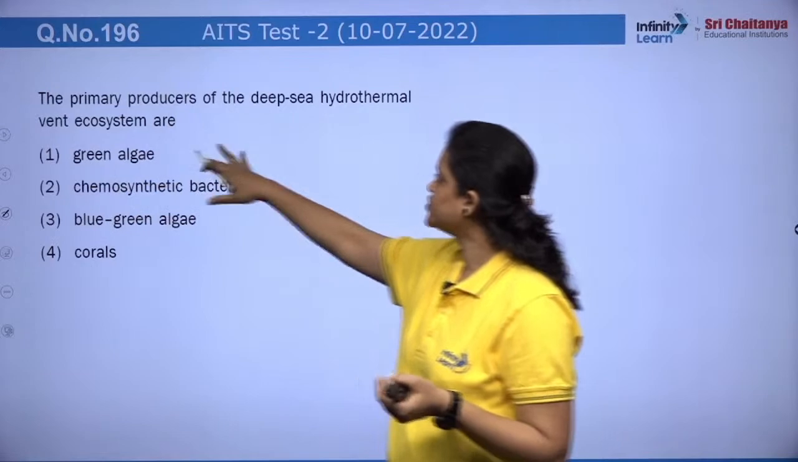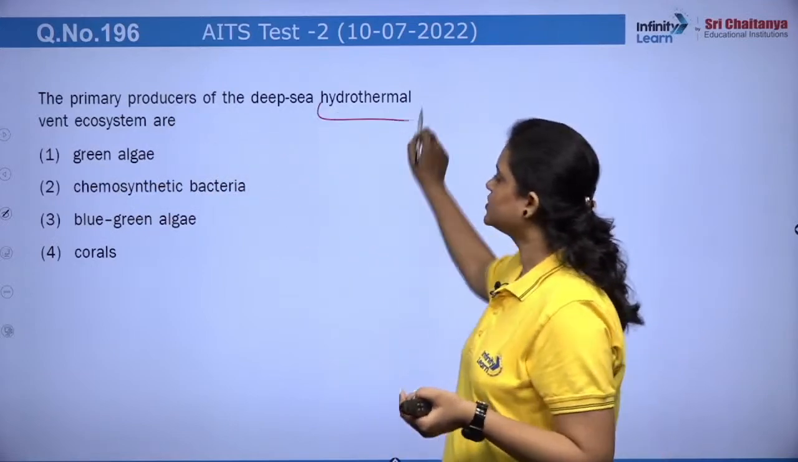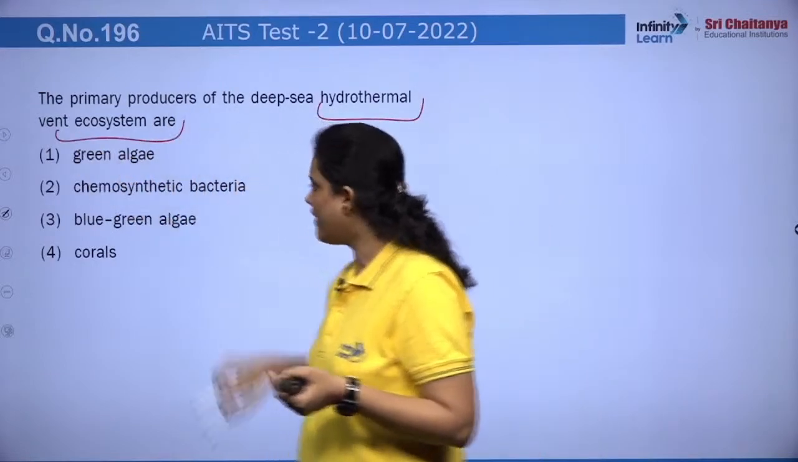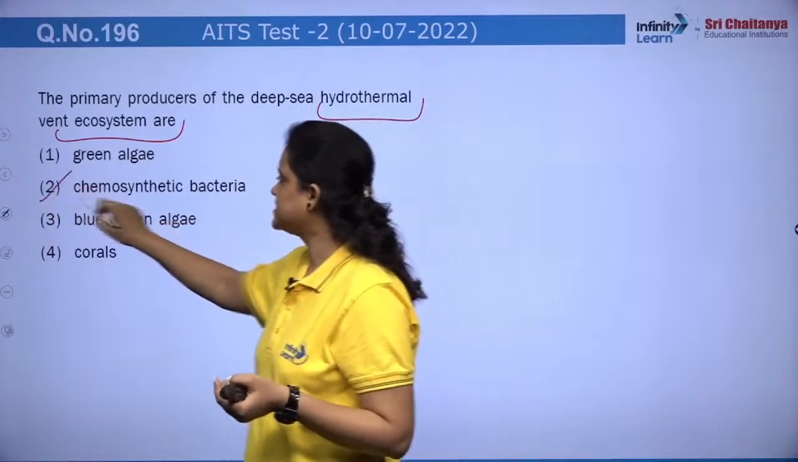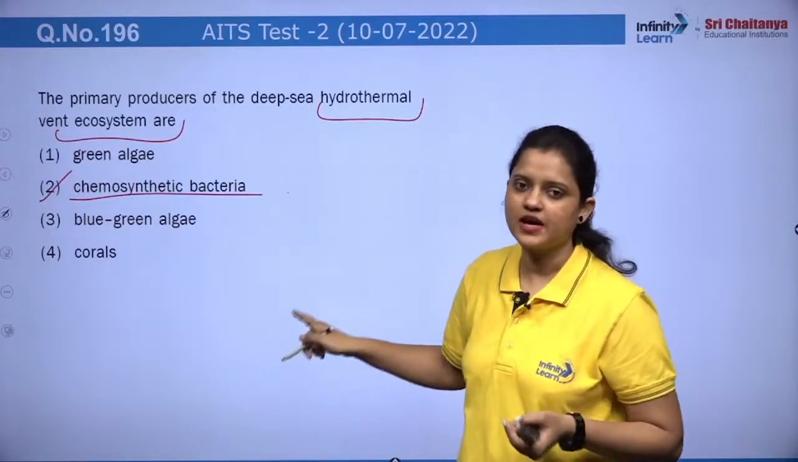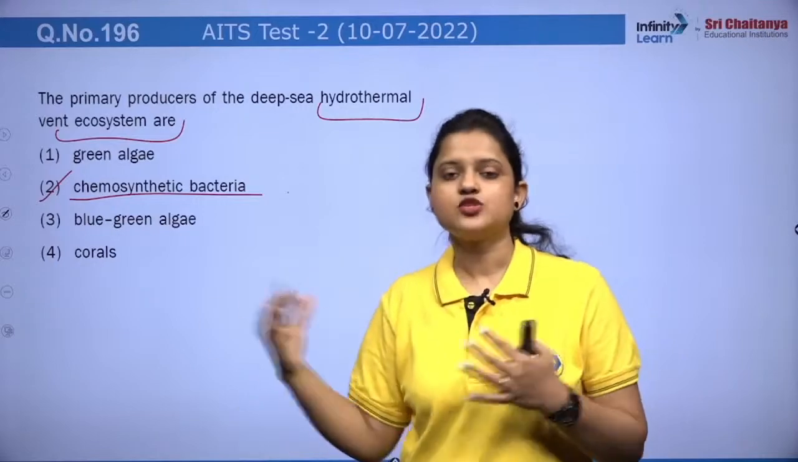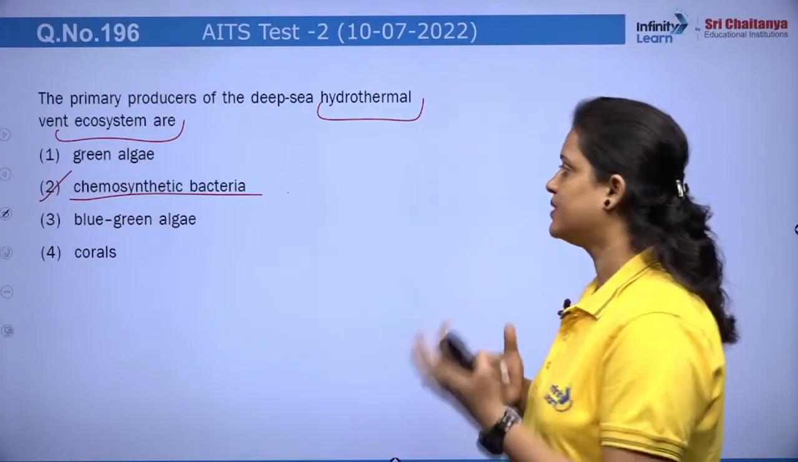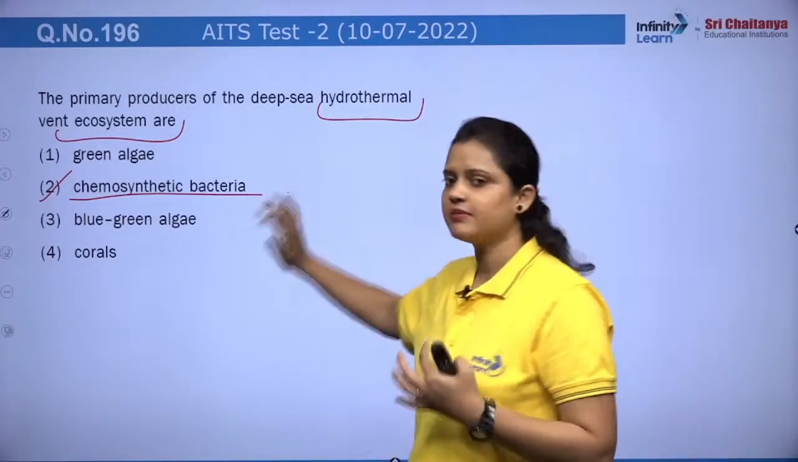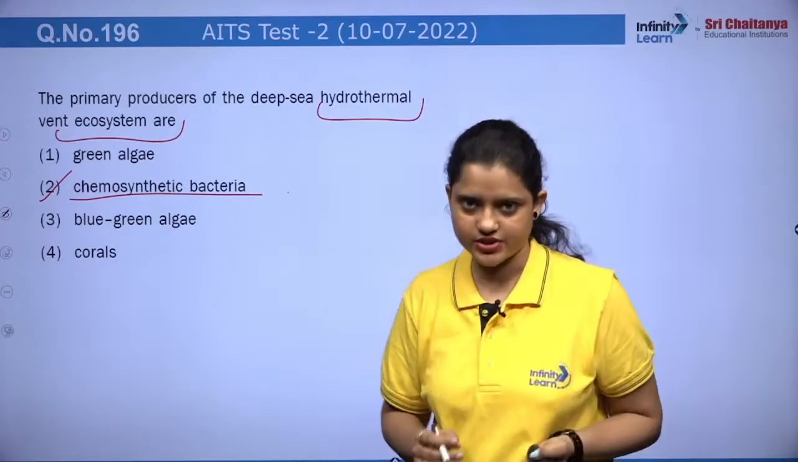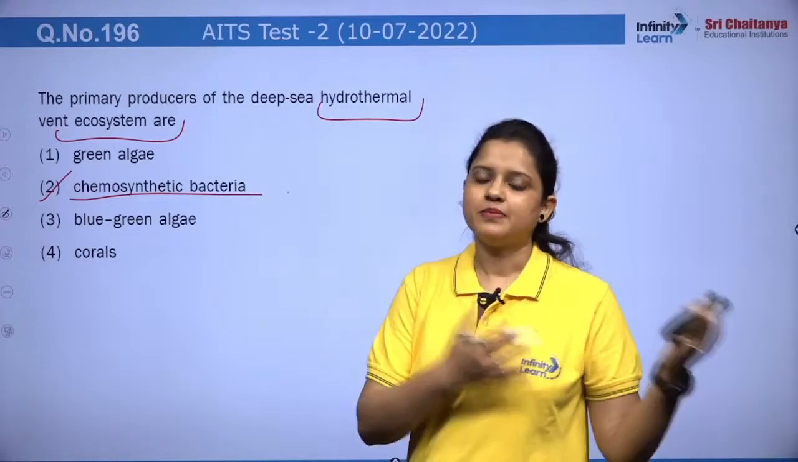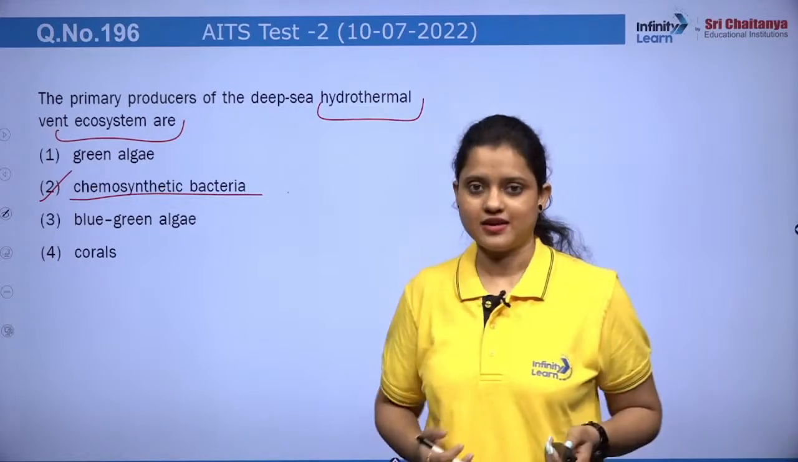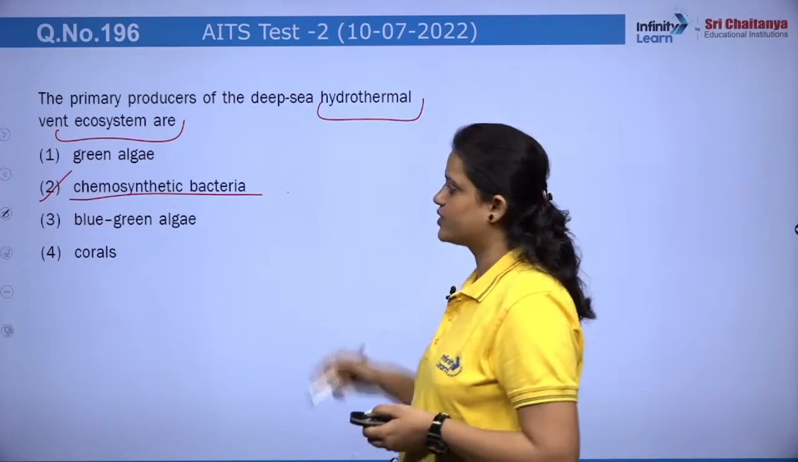The primary producers of the deep sea hydrothermal vent ecosystem are chemosynthetic bacteria. Only this type of bacteria can survive in so much pressure, so much temperature. They also use chemicals for their production of energy, right? For example, sulfur or methane, right? So the correct option for this question will be 2.